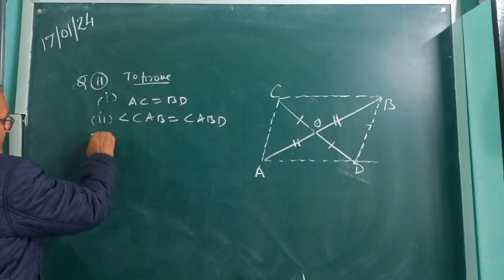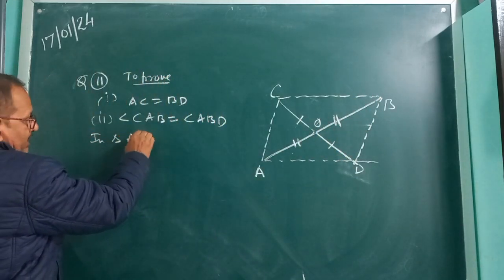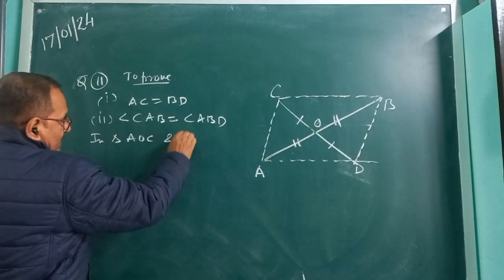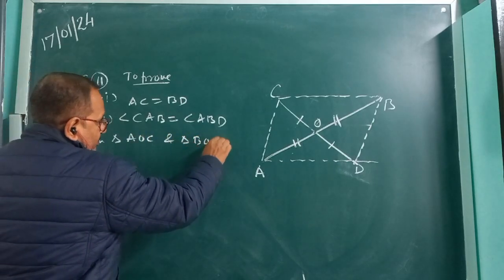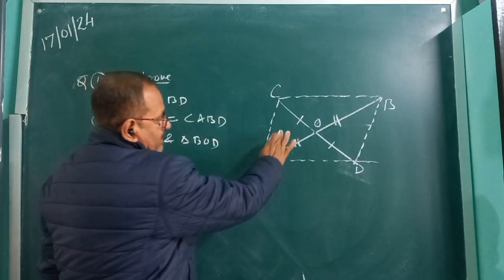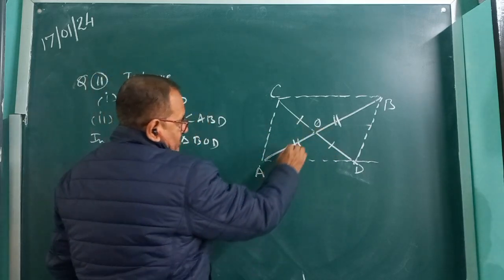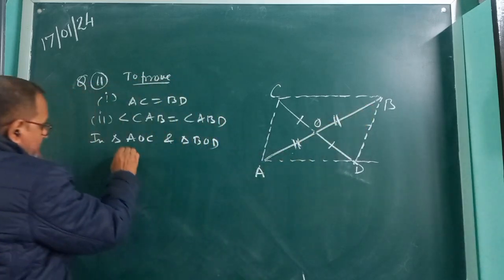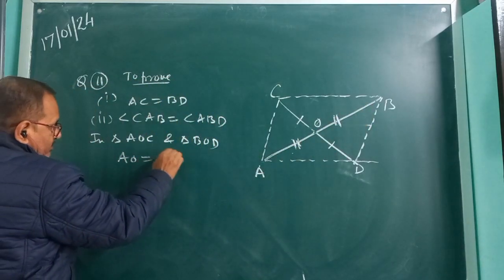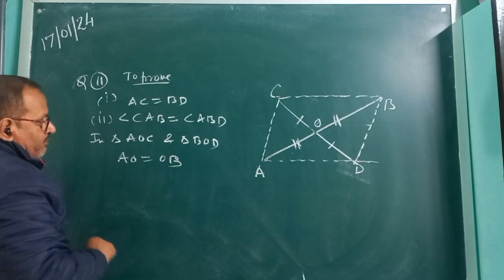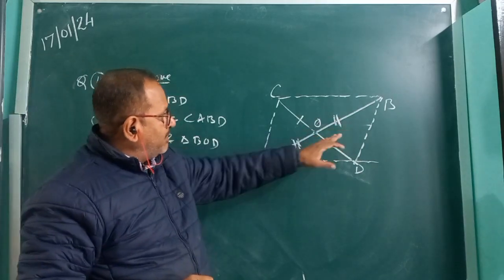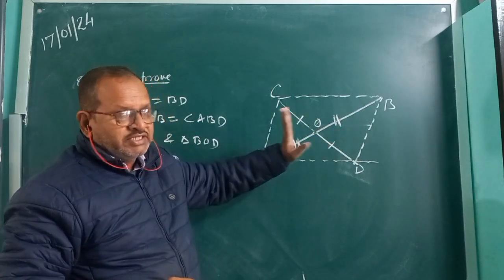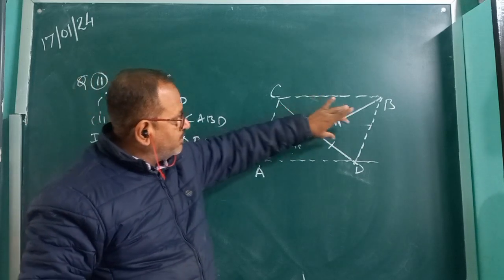So right, in triangle AOC and triangle BOD, these two triangles. We can see AO and OB both are equal. AO is equal to OB. Why are AO and OB equal? Because these two line segments bisect each other. So OA is equal to OB.